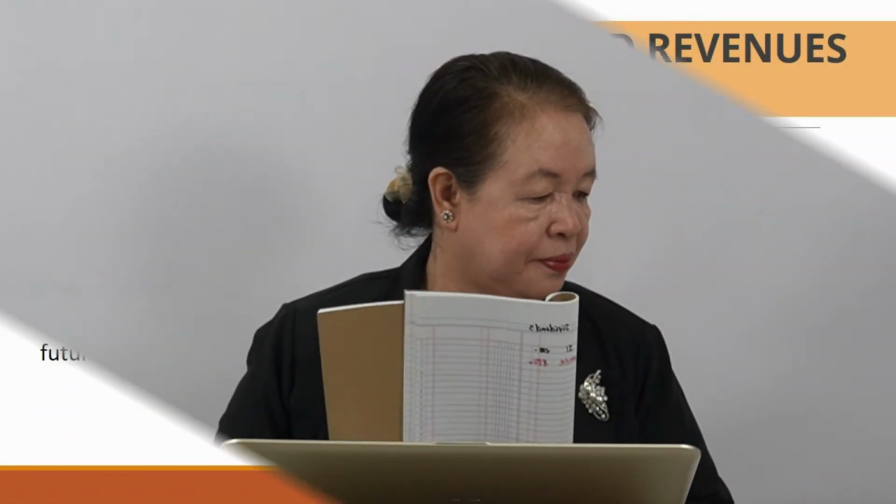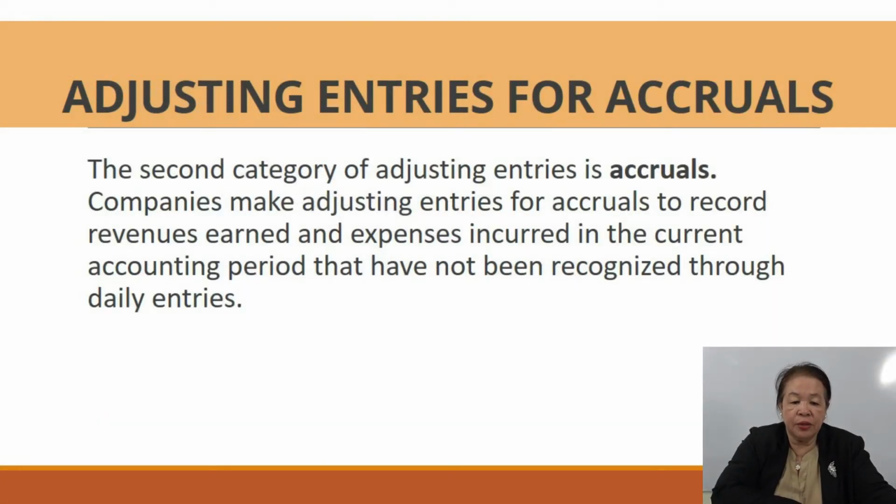Okay. Ito na yung ating adjusting entry. No? Nasaan siya? Dito siya sa 400. Adjusting entries natin is 400. No? Okay. So, adjusting entries for accruals.